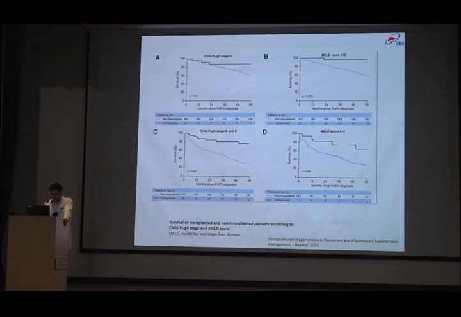Survival of transplanted and non-transplanted patients according to Child-Pugh stage and MELD score. So definitely with transplanted patients in portopulmonary hypertension, there was a survival of 80%. Without transplant, the 5-year survival was around 60%. So in Child-Pugh B and C, there was again good survival with transplant, but without transplant the survival was around 20%. According to MELD also, the survival was different with or without transplant.